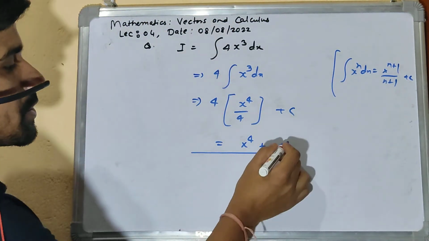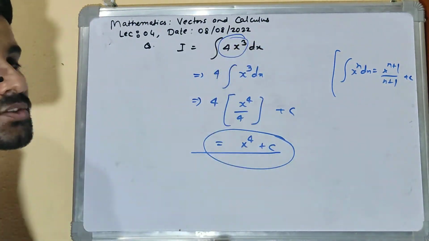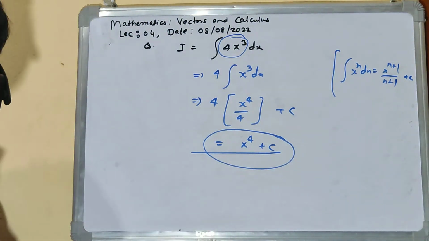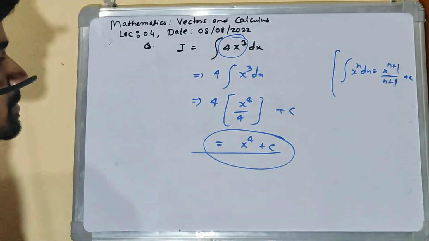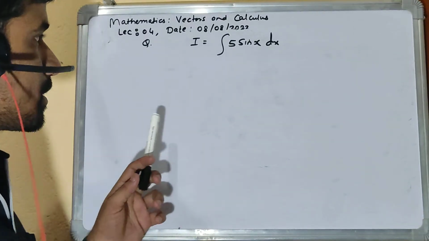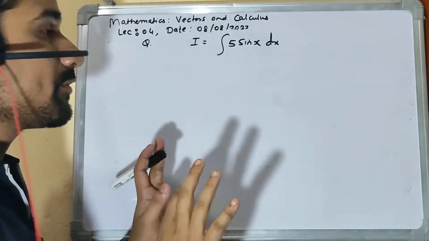Now you see, if I differentiate this x to the power 4 plus c, I'll get 4x cube. So we just discussed that integration and differentiation are reverse processes of each other. Let's solve one more problem on integration. Whatever we are solving here are problems of indefinite integration, because they don't have limits.